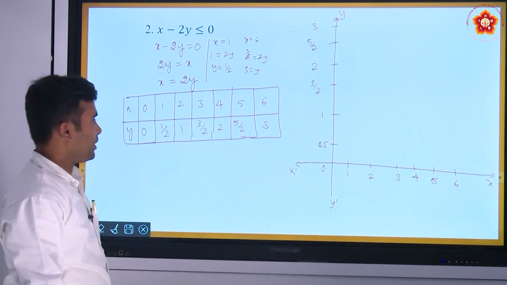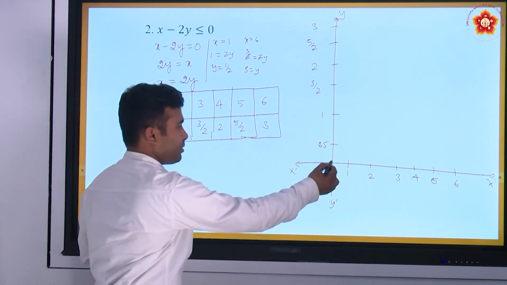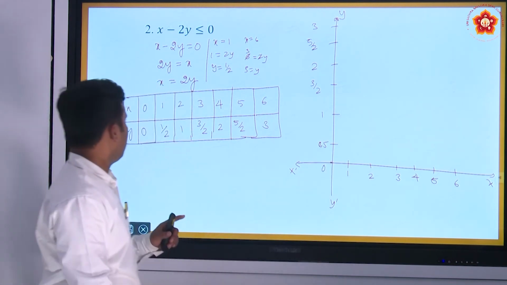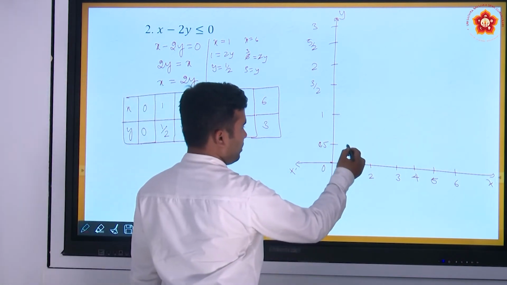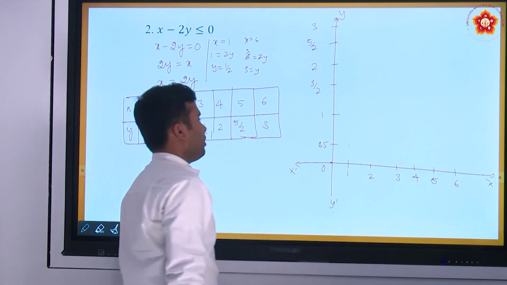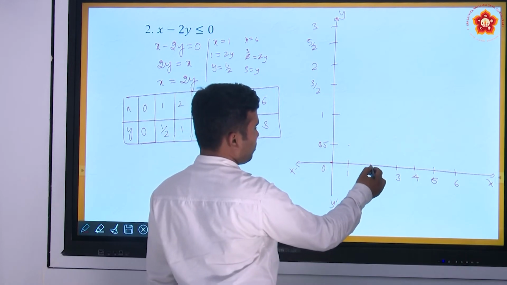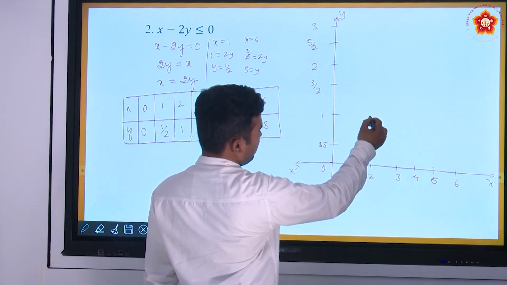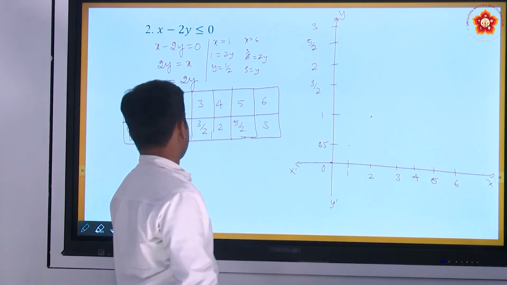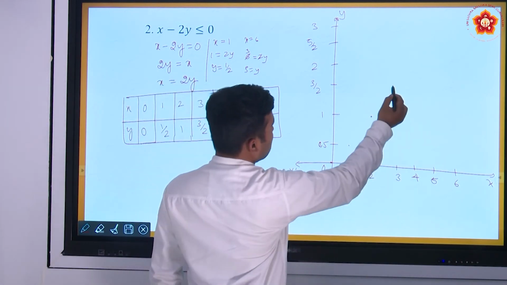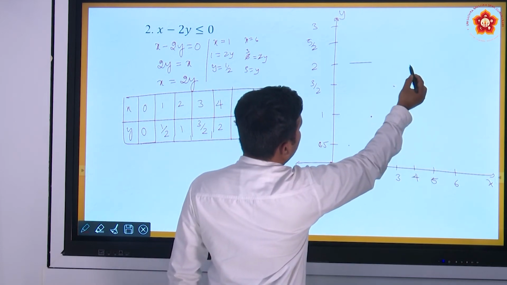Okay. So now let us draw the graph. When x equal to 0, y is equal to 0, let us represent that ordered pair here. When x equal to 1, y is 1 by 2. When x equal to 2, y is 1, okay. When x equal to 3, y is 3 by 2. Like that, when x equal to 4, the value will be 2.